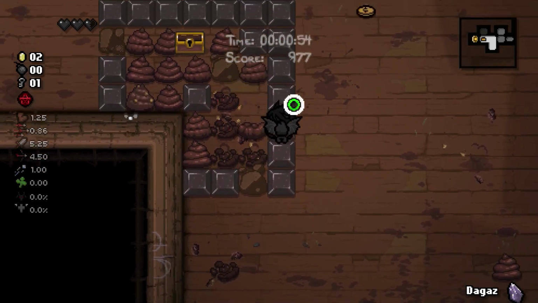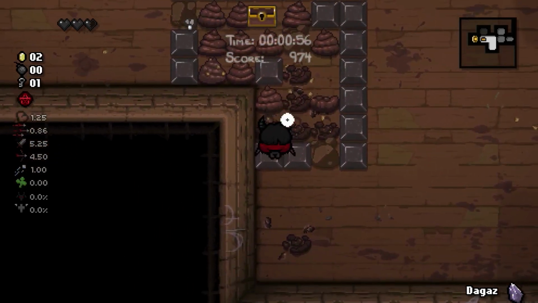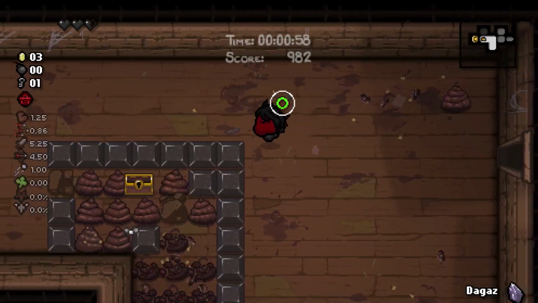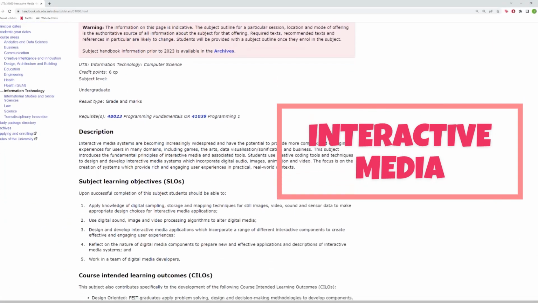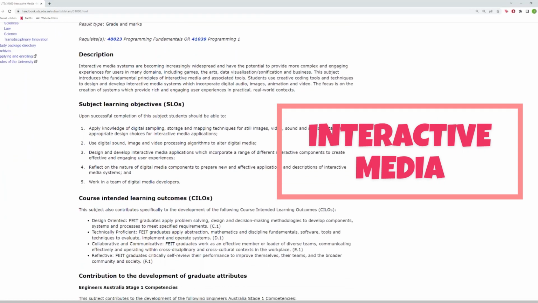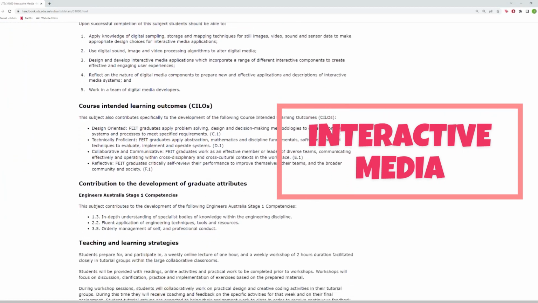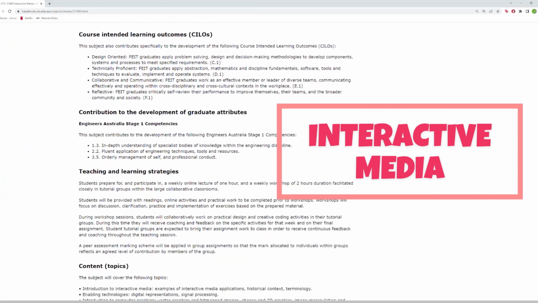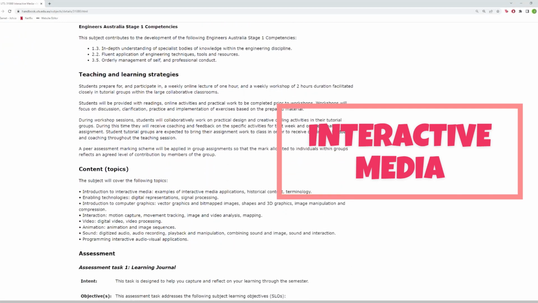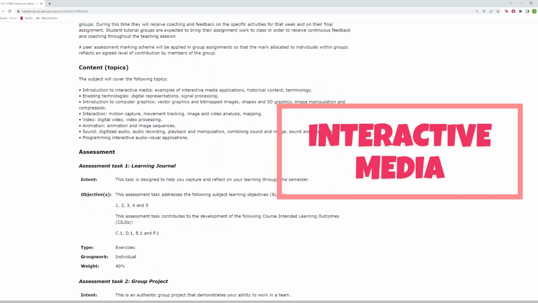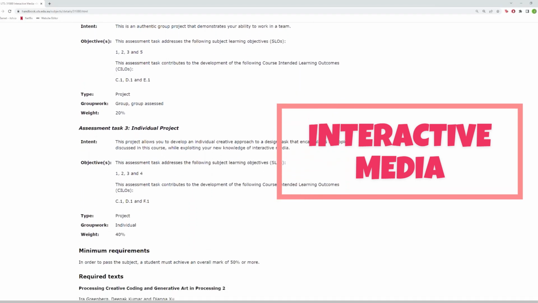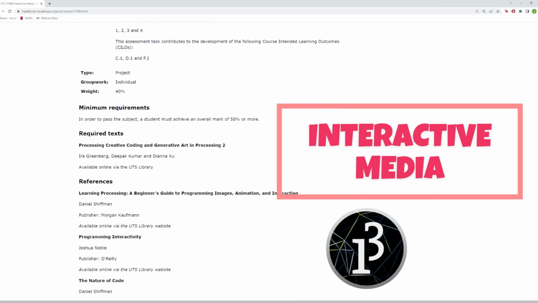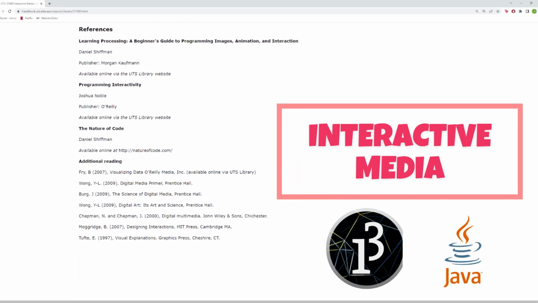So, the final project that I worked on in university was in spring of 2021 as well, in a subject called Interactive Media. Interactive media is a subject aimed to use creative tools and techniques to design and develop interactive media systems which can incorporate audio, images, animation, and video. There was a large focus on the creation of systems which provide user experiences in practical, real-world contexts. The subject is taught in Processing using Java and JavaScript libraries.